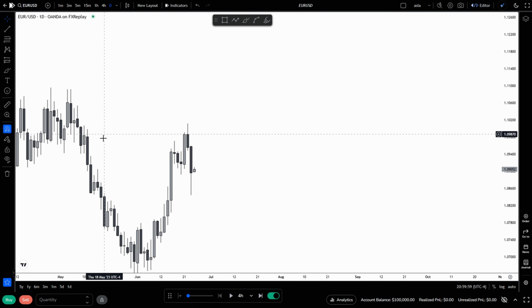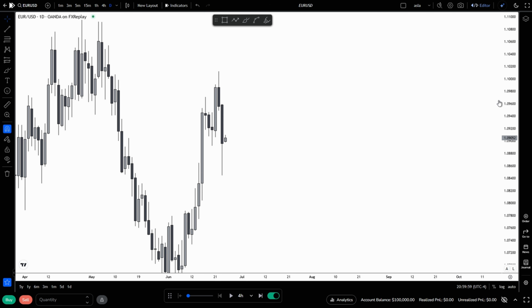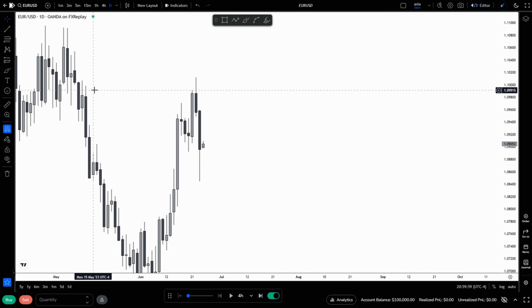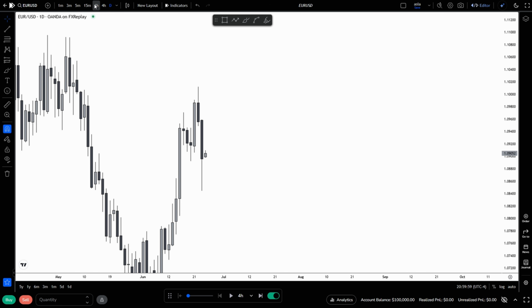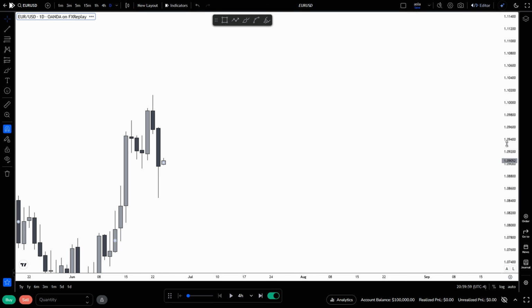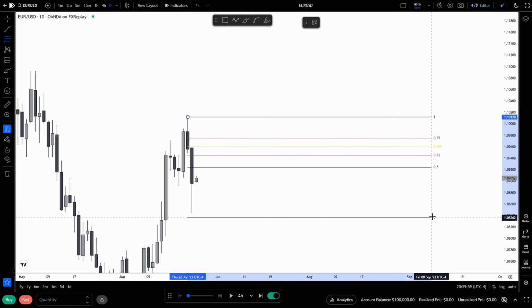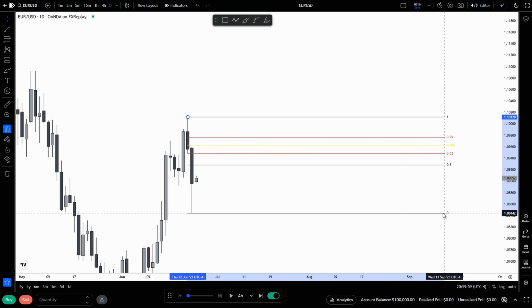So, in this example, we are going to take a look at Euro USD, starting from the daily chart and then dropping down to the hourly time frame to refine the analysis. First, on the daily chart, you can see that we have a clear displacement range. This is a strong impulsive move in the market, and whenever we see displacement like this, the natural expectation is that price may retrace back into an optimal trade entry zone before continuing in the direction of the move.